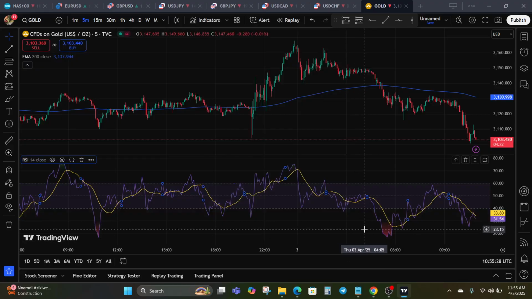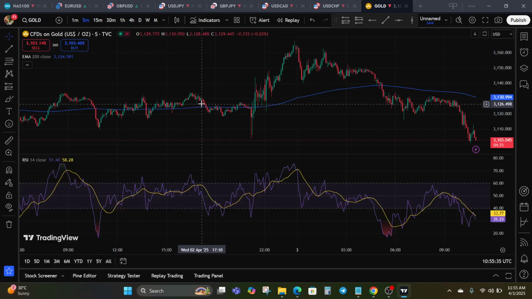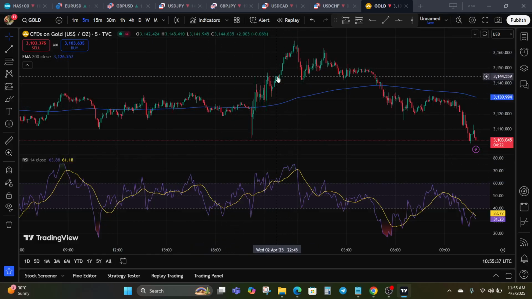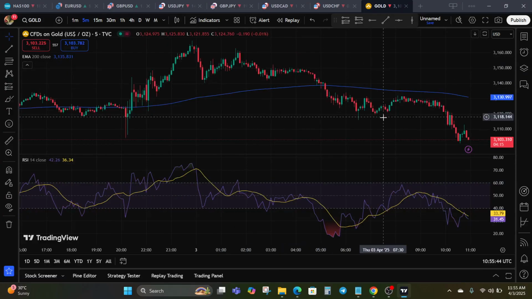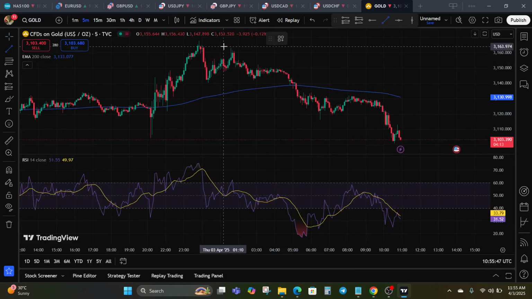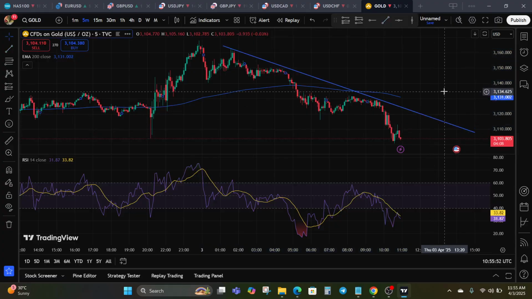Now for the chart setup, of course, you open your 5-minute gold chart. Then you apply your 200 EMA, you apply your RSI indicator. You identify whether the market is in an uptrend or a downtrend before taking your trade. So currently, we can see that the market is in a downtrend. Make sure that you identify the prevailing trend in the market. It is very necessary. So once you have identified the prevailing trend in the market, then you can look for an opportunity in the direction of the trend.